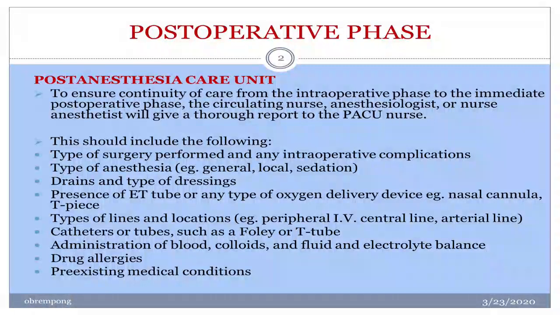Example, peripheral IV, central line, arterial line, whatever type of IV was used or whatever type of lines and their location are supposed to be stipulated. Then we're looking at catheters or tubes such as a Foley catheter or T-tube. Any of them are supposed to be recorded with a type. Administration of blood, colloids, and fluid and electrolyte balance.